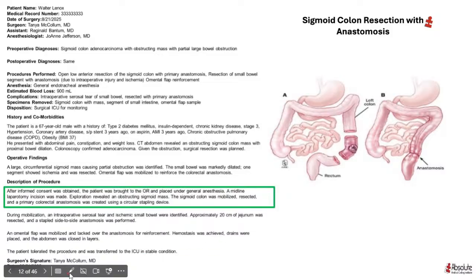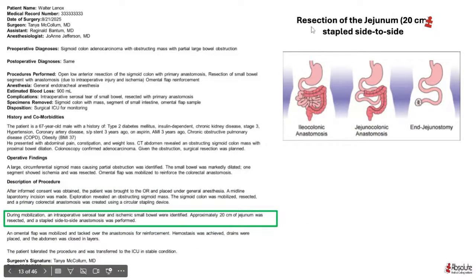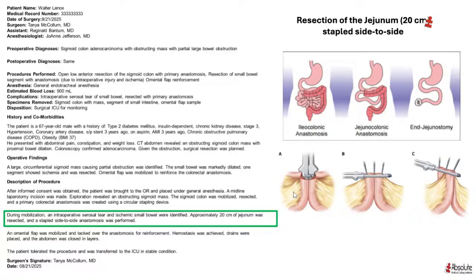Next, let's go to the next. I want to get rid of this pointer. The next procedure, they resected the jejunum about 20 centimeters and then they stapled it side by side. All three of these images are examples of resection of the jejunum and an anastomosis. So they were anastomosed some kind of way. However, sorry about that. This is my stapling. They did a side by side anastomosis, and it could have been any one of these procedures. So that also took place.